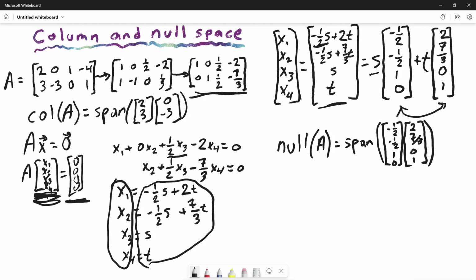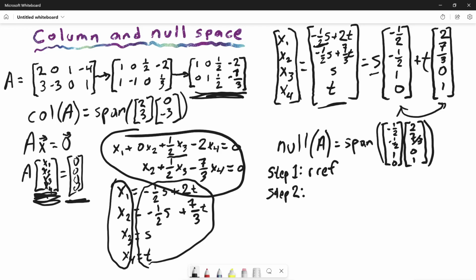Alright, that is our null space. And I can put that into step-by-step form for you to make it easier to memorize. So step 1 will be reduced row echelon form. Step 2 is expand your reduced matrix into this X portion here. Expand the matrix A.